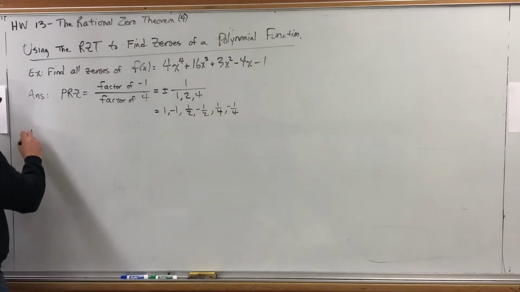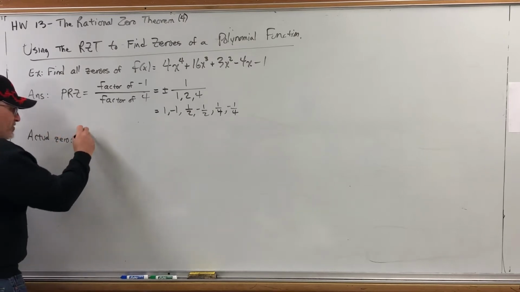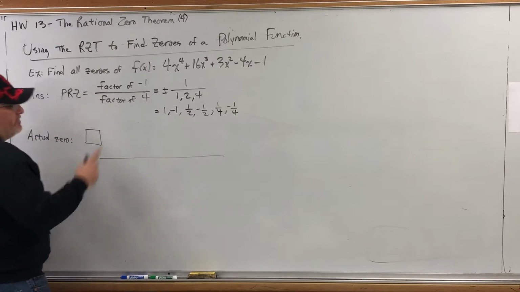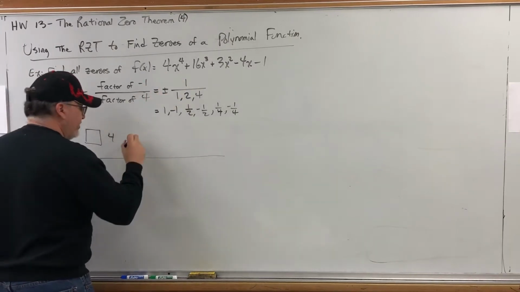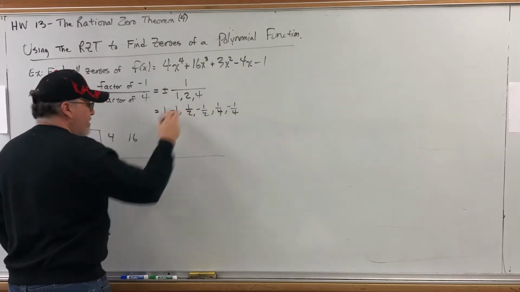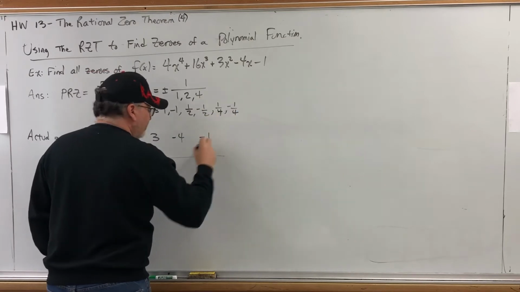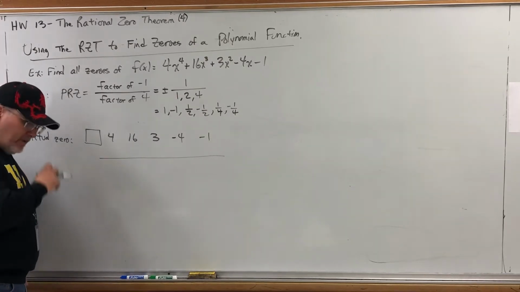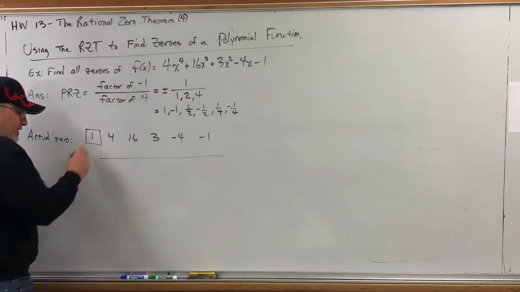Next, we need to find an actual zero. And the way that we do that is we set up a synthetic division problem. Let's go ahead and set up the top row. Let's see if I set it up correctly this time. 4, 16, 3, -4, and -1. Now I only have 6 possible box numbers, and I have to find one that gives me a remainder of 0. Let's try 1, because it will always be in the list, as will -1.